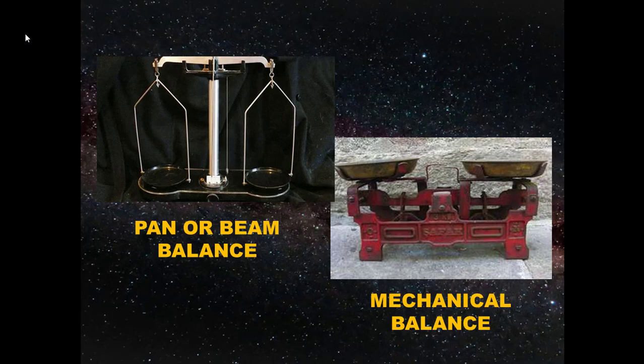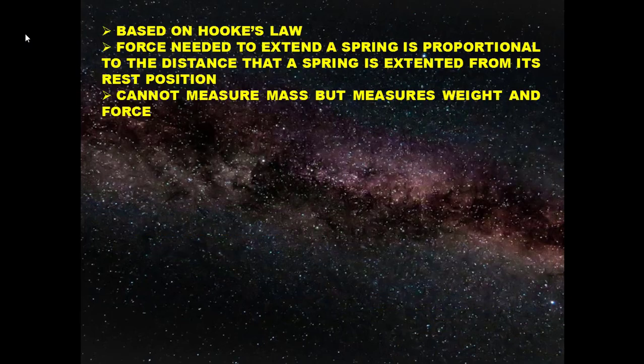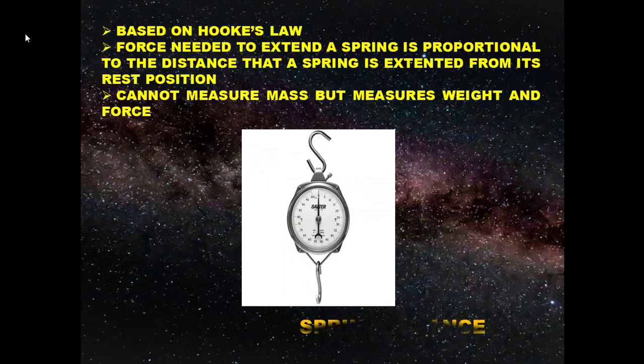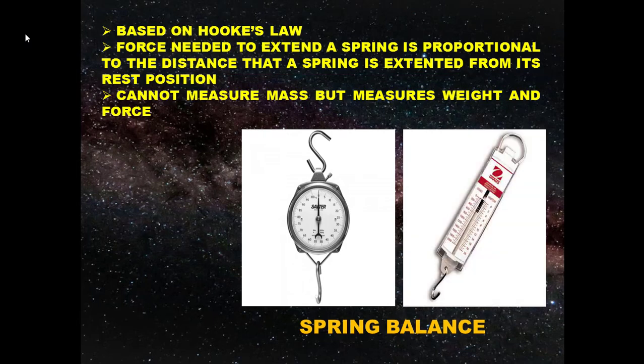Next is spring balance or spring scale. The spring balance or spring scale, also called Newton meter, is a type of weighing scale which consists of a spring fixed at one end with a hook to attach an object to at the other. It works on Hooke's law, which states that the force needed to extend a spring is proportional to the distance that the spring is extended from its rest position. Spring scale is different from beam balance, as a spring scale cannot measure mass but only weight.